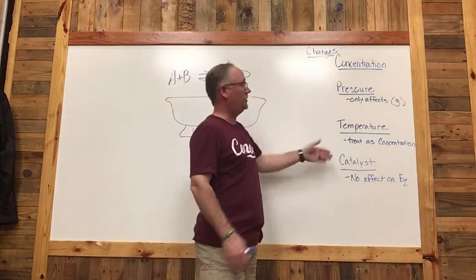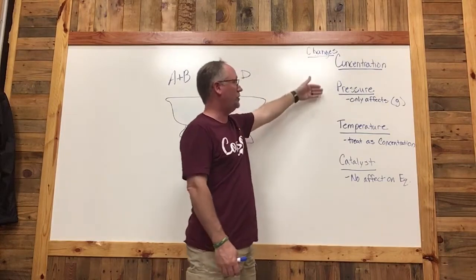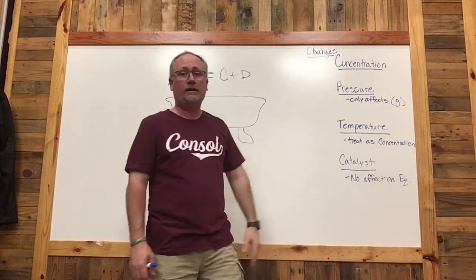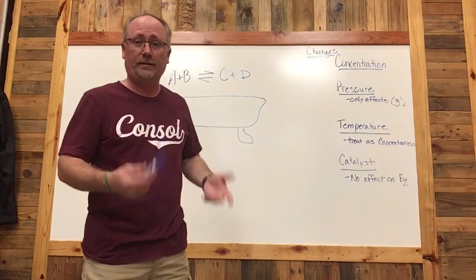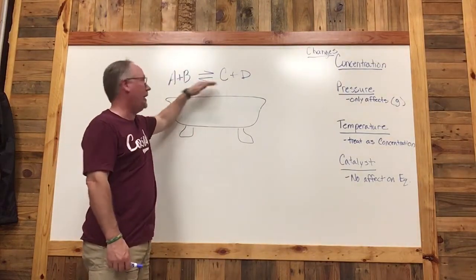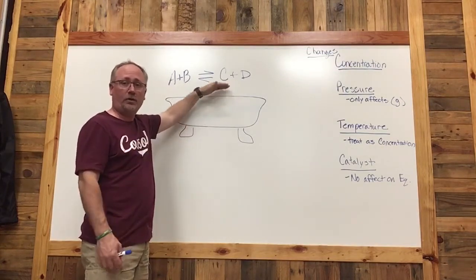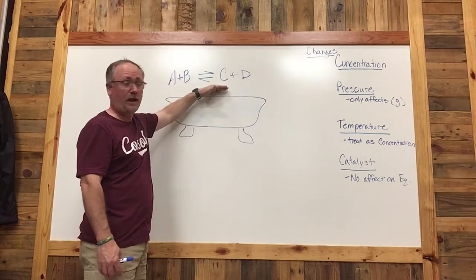So here are the different changes that can be placed on a reaction. There are changes in concentration, changes in pressure, temperature, or adding a catalyst to the reaction and seeing what happens as a result. So what I have up here is a basic reaction: A plus B yields C plus D. It could be any chemical compounds as long as it's an equilibrium reaction.